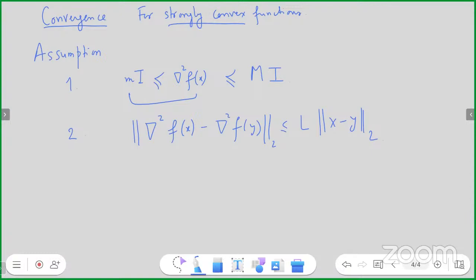Now what we are going to prove is somewhat special. Under these assumptions, Newton's algorithm has a two-phase behavior.